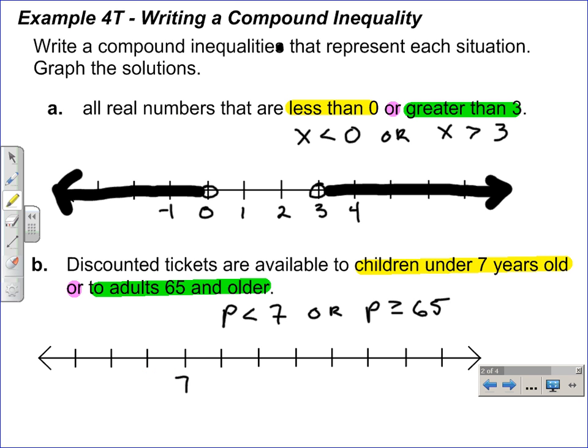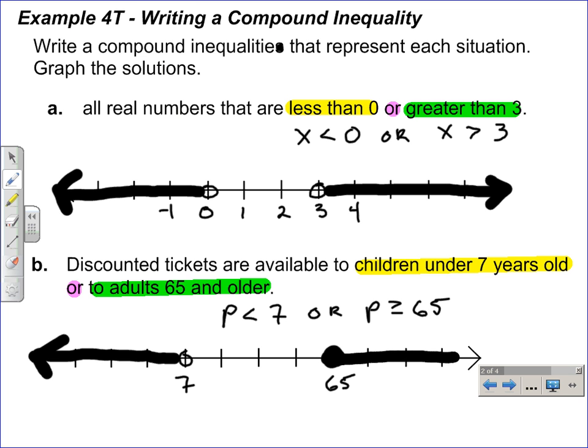So making a pretty easy number line, just using the marks to mark these numbers off. Open circle on the 7 and shade to the left because that would be children under 7 and 6, 5, 4, and so on and so forth. And on the 65, we use a closed circle because a person that's 65 gets the discount. And anybody older than that, 66, 67, 68, and so on and so forth. That was example 4T, writing a compound inequality.